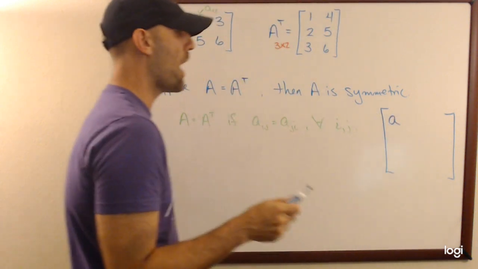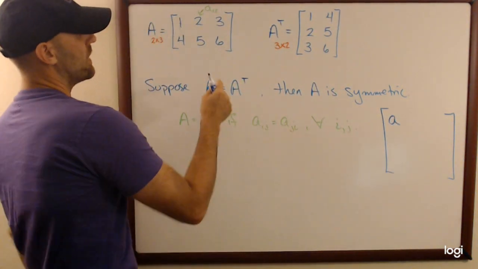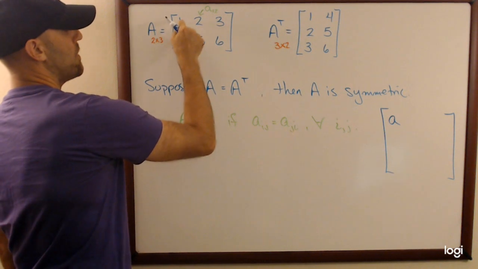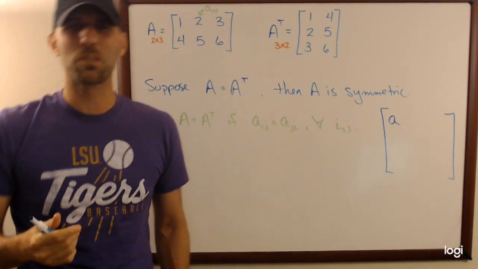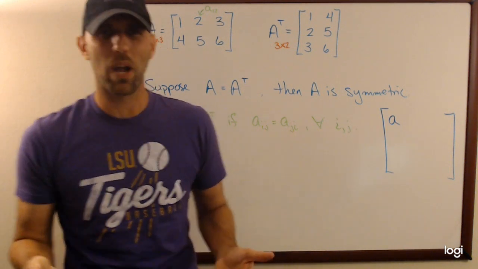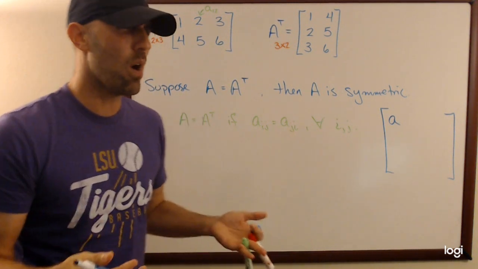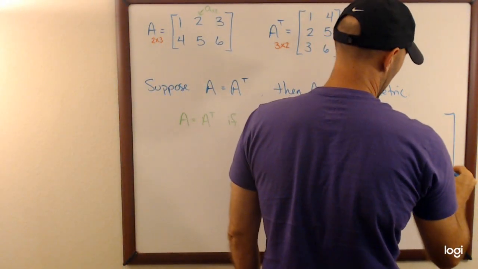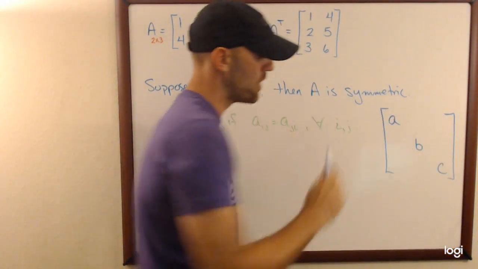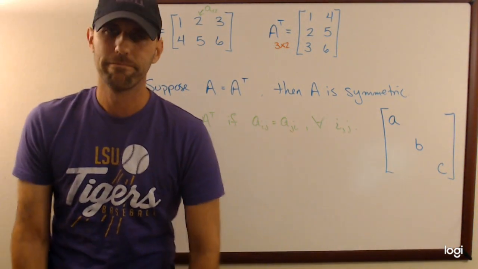The only requirement is that it's got to be the same in the original as the transpose. Well, under transpose, the diagonal doesn't move, right? So you can put anything you want there. Those elements aren't going to move, so it doesn't matter. So my diagonal here, I've got A, I've got B, I've got C. I don't know what those values are. They can be anything I want.